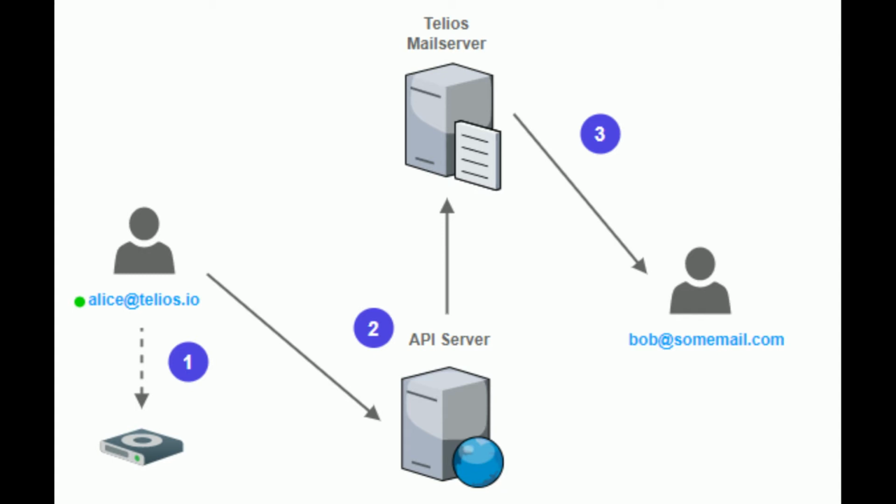So in this scenario, it's important to note, when sending an email outside of the Telios network, the email will be in plain text to the API server in order for it to be delivered to an external mailbox.